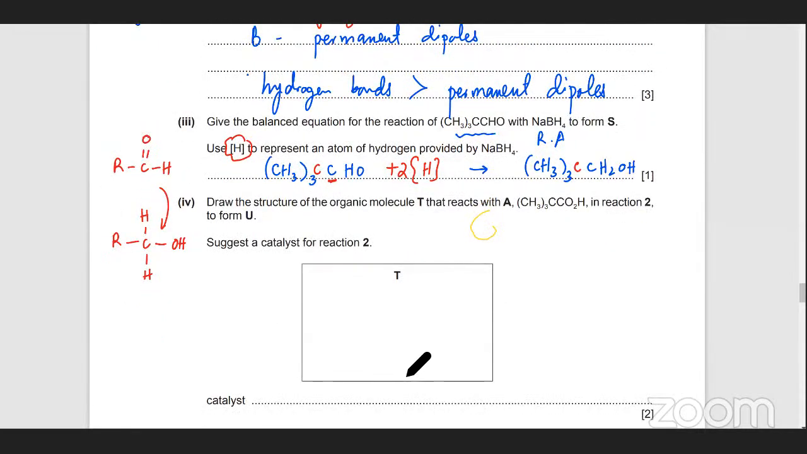अच्छा, next one, draw the structure of, इसको मैं clear कर दूं. अच्छा, draw the structure of the organic molecule T that reacts with this thing in reaction 2 to form U. Suggest the catalyst for reaction 2. So draw the structure of the organic molecule with A, which is this one, in reaction 2.